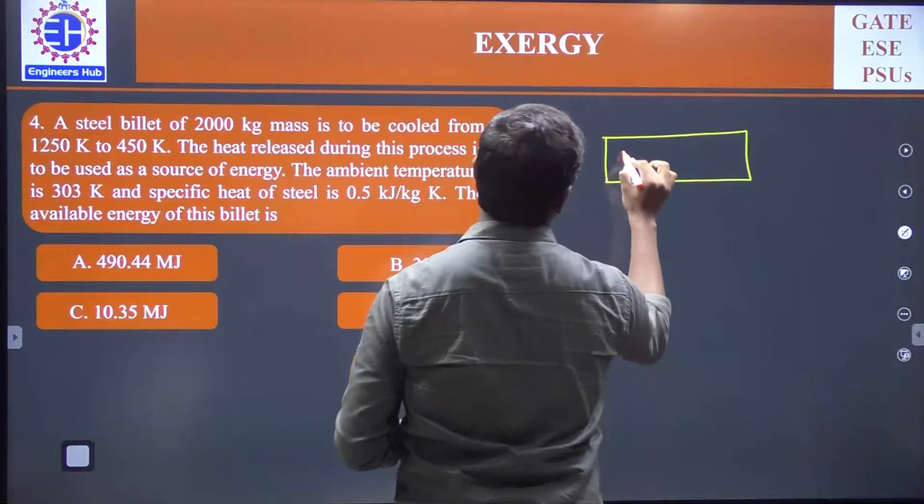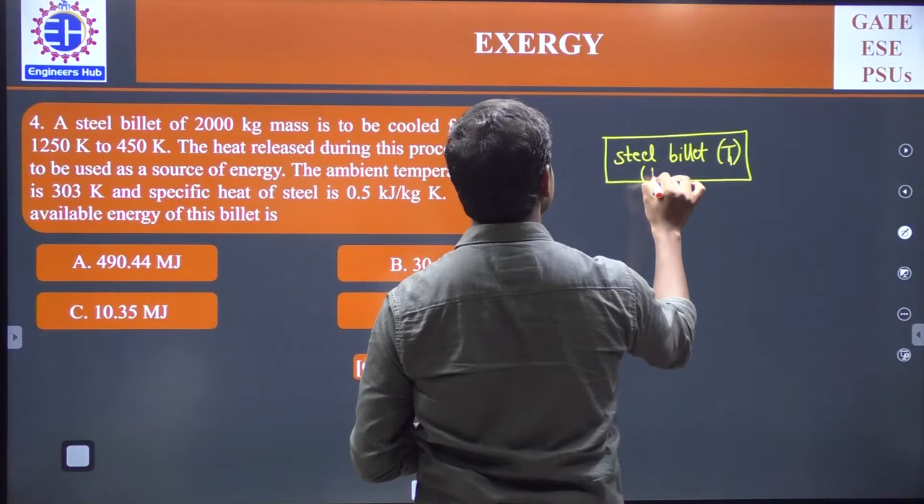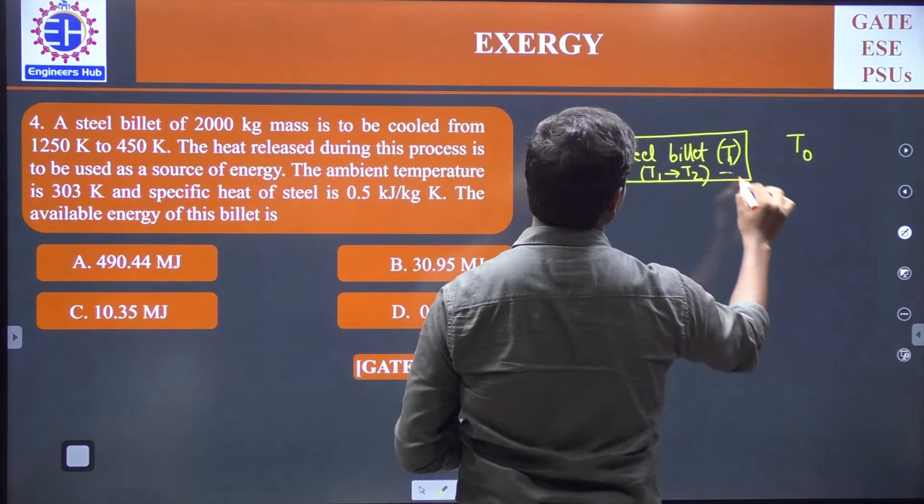At a temperature T. Now this is changing its temperature. Let us suppose this is T1, then it's changing its temperature from T1 to T2. Okay, and ambience is at T0. Obviously, some heat will be present.